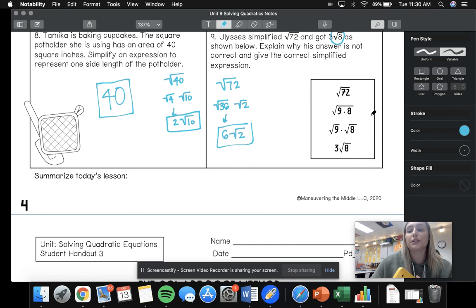What you could also do is simplify the square root of 8 further. The square root of 8 is 4 times 2, and the square root of 4 is 2. And then you would just bring out the 3 times 2, which is 6, and you would just rewrite the square root of 2.